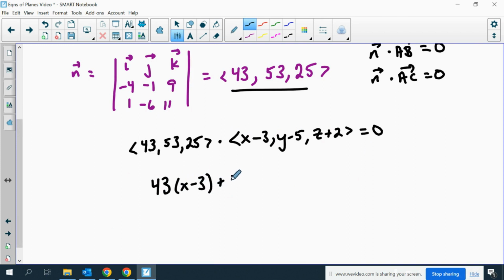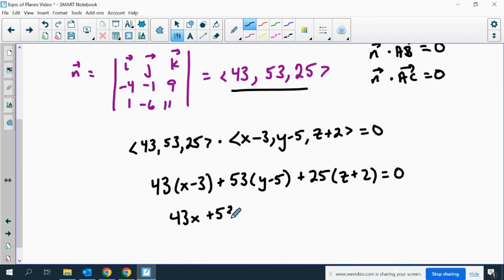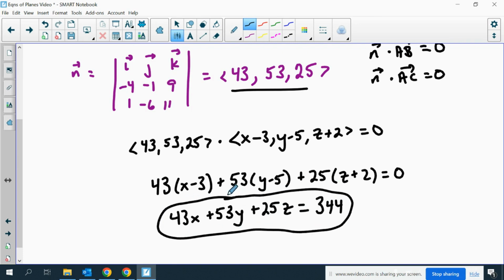43 times x minus 3, plus 53 times y minus 5, plus 25 times z plus 2 equals 0. So 43x plus 53y plus 25z equals 344, and that is another equation of a plane from 3 points.